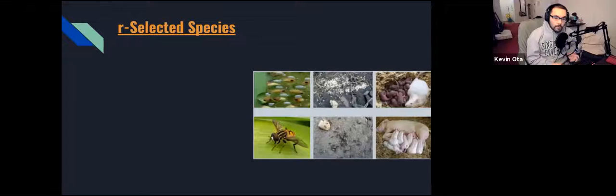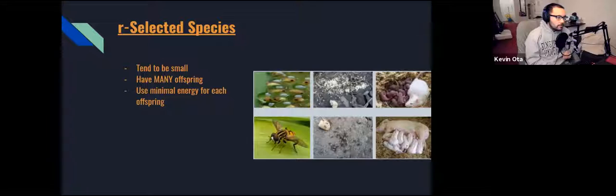And this is different from the R-selected species. This is because R-selected species are generally small. They have many, many offspring at once. Some of these organisms, like flies, can have hundreds of offspring in the form of eggs at once. Tadpoles, the same thing. They use minimal energy for each offspring. So there are plenty of examples online that we're going to see of organisms that release a bunch of eggs or release a bunch of live offspring, but do not take care of them. They release them and then go about their lives.